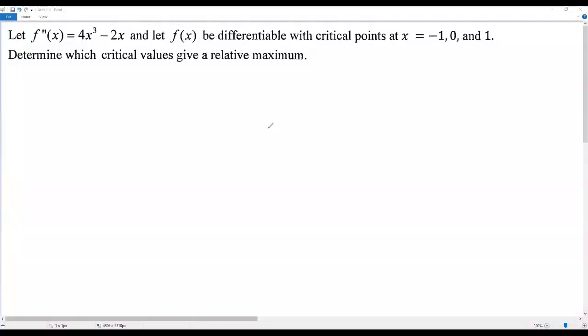Here we have an AP Calculus AB problem. Okay, let's go with the information. Let f double prime of x equal 4x cubed minus 2x, and let f of x be differentiable with critical points at x equals -1, 0 and 1. Determine which critical values give a relative maximum.